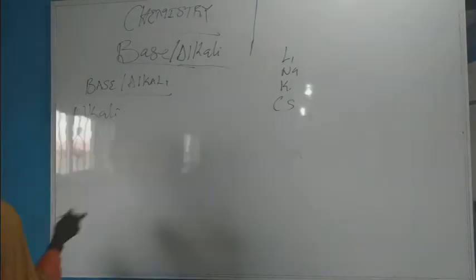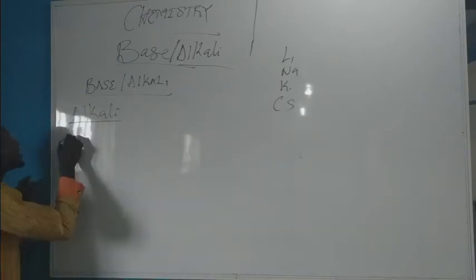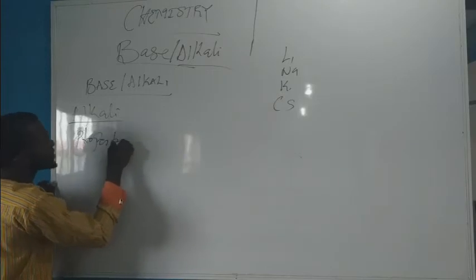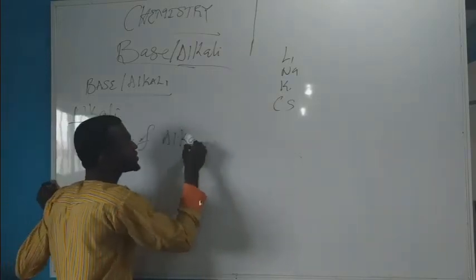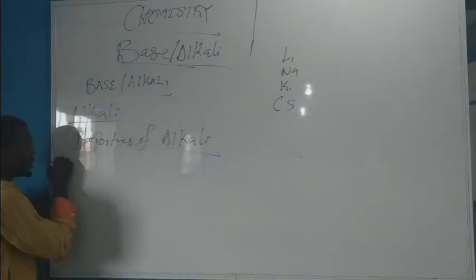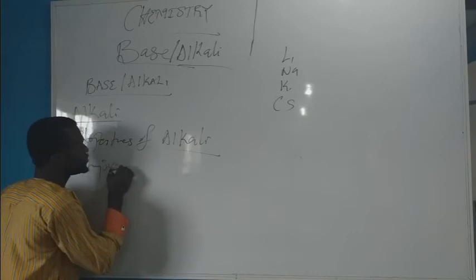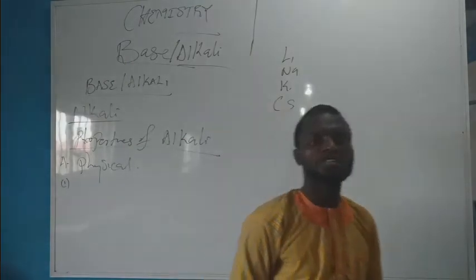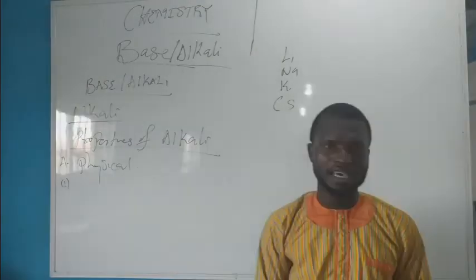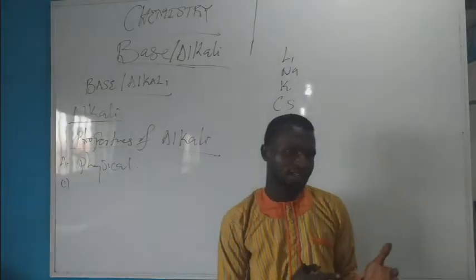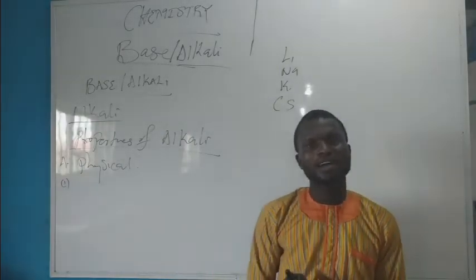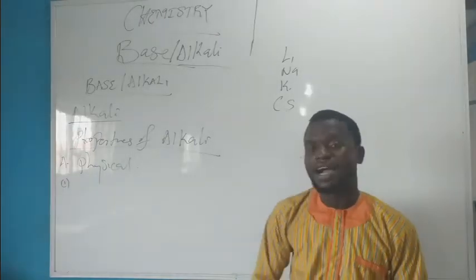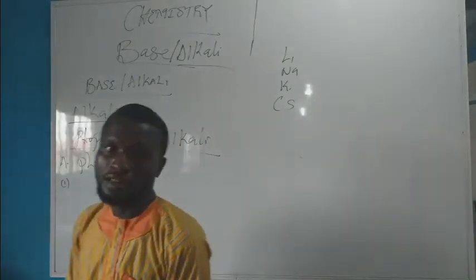Then the next one, now we'll look at the next concept, which is referred to as properties. Properties of what? Properties of alkaline. Under this we shall be looking at physical properties. Now the first one, aqueous solutions. Aqueous solutions of alkaline have pH greater than 7. As we have learned in the preceding section on acid, aqueous solution of acid has pH less than 7. Conversely, aqueous solution of alkaline have pH greater than 7.